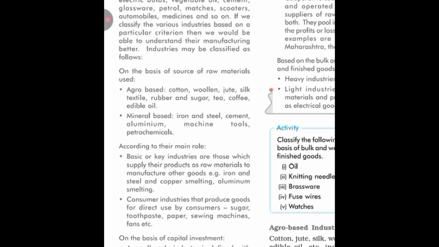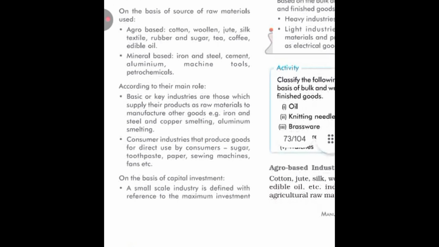Now, according to their main role, there are basic or key industries, which supply raw material to other industries, like iron and steel. The finished good, that is the purest form of iron, is the raw material for other industries. Then we can talk about consumer based industries like toothpaste, paper, sewing machines. These use the finished products, that is, these are assembling industries. So they can be located very near the markets.